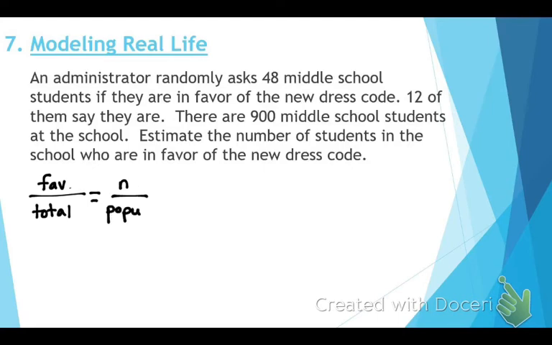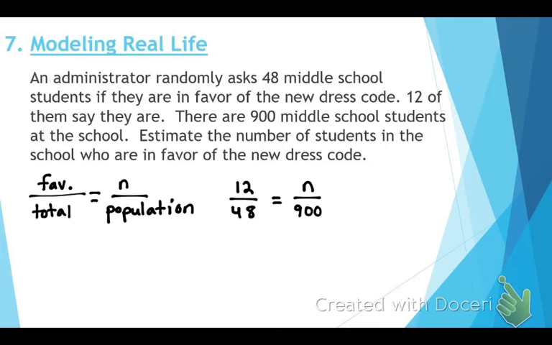I want you guys to try to plug in those numbers and then stand once you think you have the answer. Okay, in order to find what favorable is, it's what you're looking for. So how many of them said that they are in favor of the new dress code? 12 of them. Out of how many total? 48. Equals n divided by the population, which was 900.